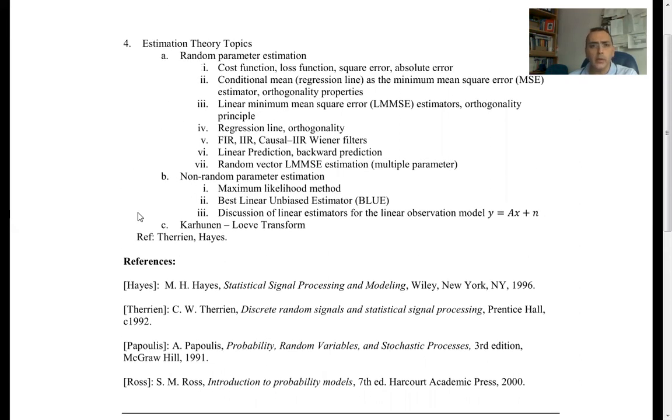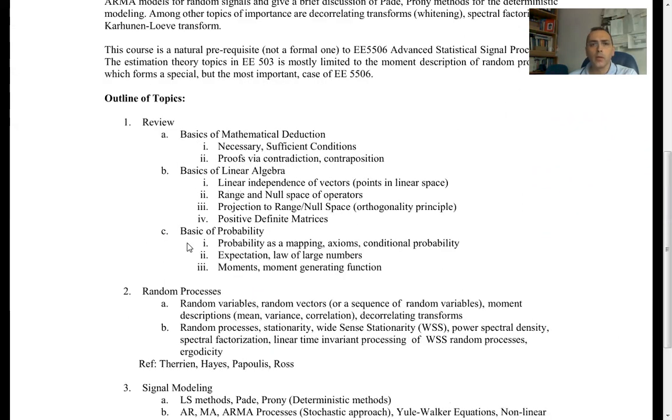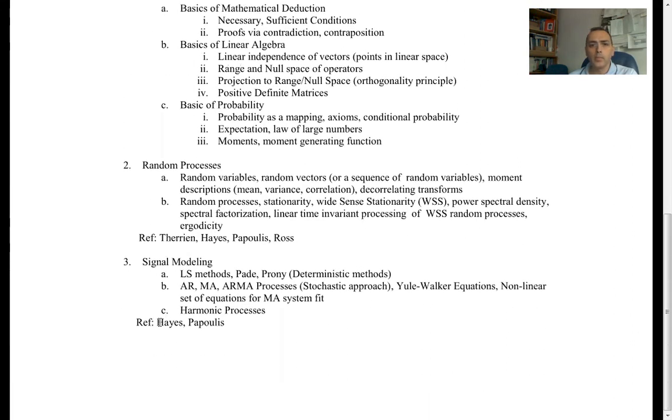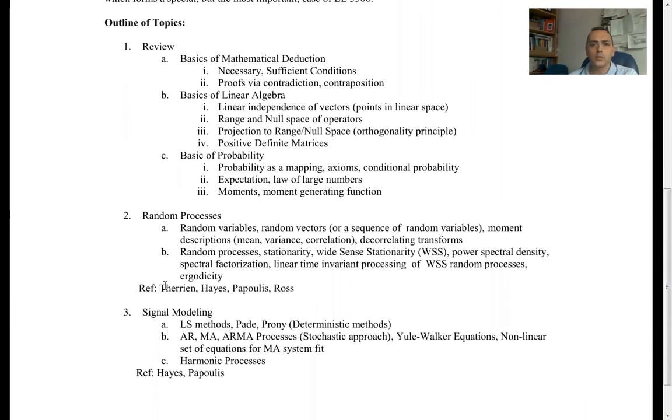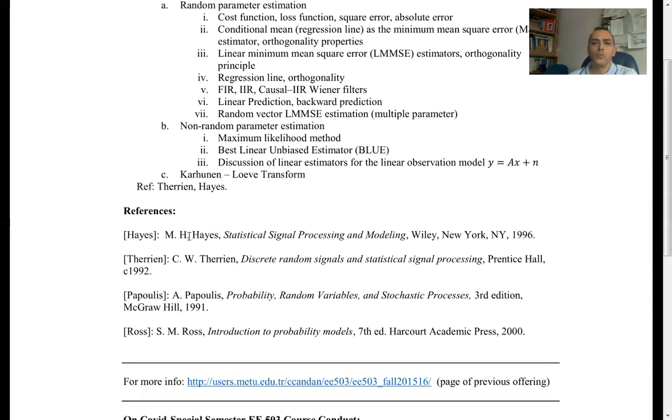So as you can see, for the estimation theory, the main references over here are Therrien and Hayes. For signal modeling, there is some information from Papoulis. For random processes, Therrien, Hayes, Papoulis, and Ross. So I'm using all four for the random processes, as you see.